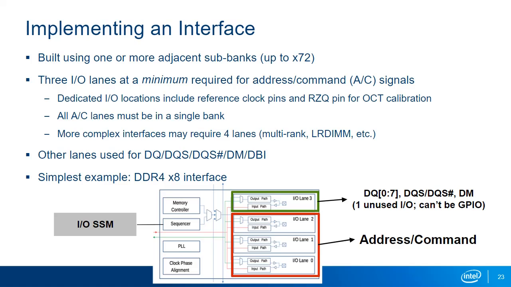First, in any interface, 3 of the 4 I/O lanes in a particular subbank must be dedicated to address and control signals. Larger or more complex interfaces may require all 4 lanes of a subbank. The generated output for the memory IP, discussed later, will indicate if 4 lanes are required. All of the address and command signals must be in a single subbank. They cannot span across multiple subbanks. The address and command pins in these I/O lanes have specific functions, so they must be connected correctly to the external memory. Their functions cannot be swapped with an I/O assignment.